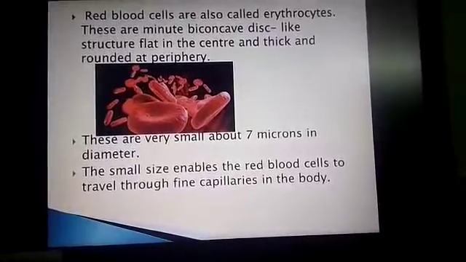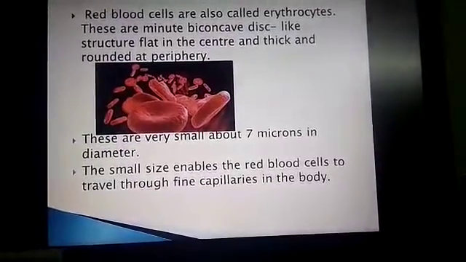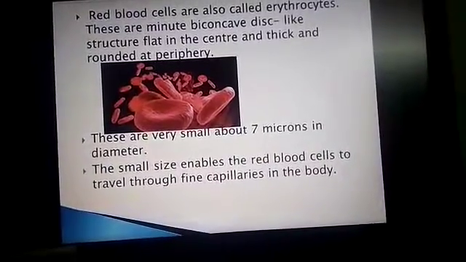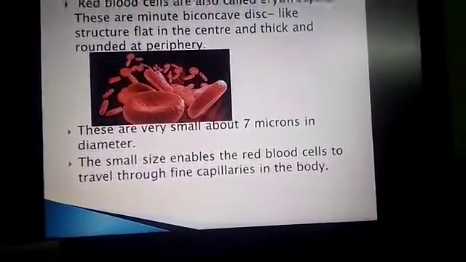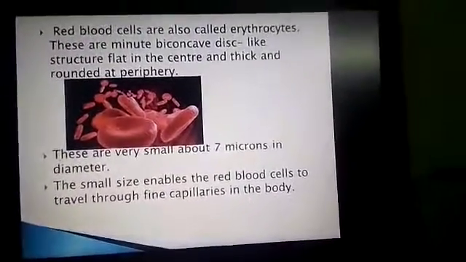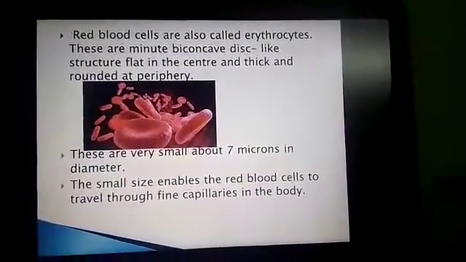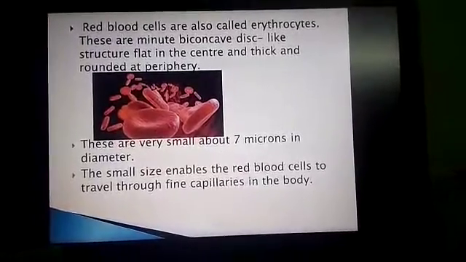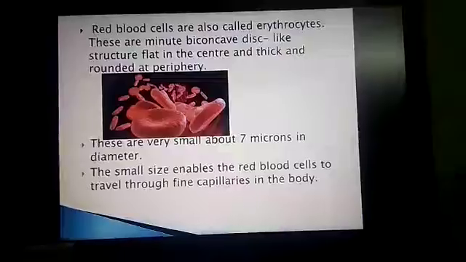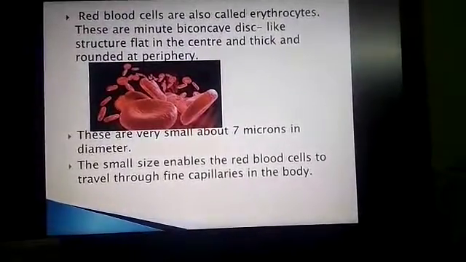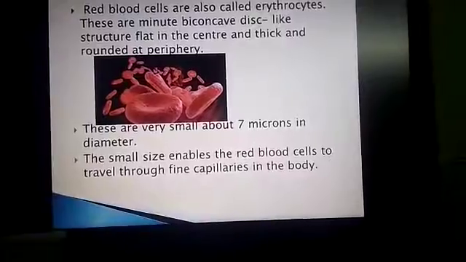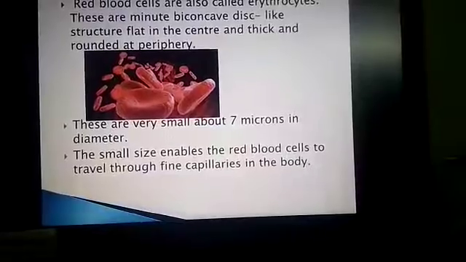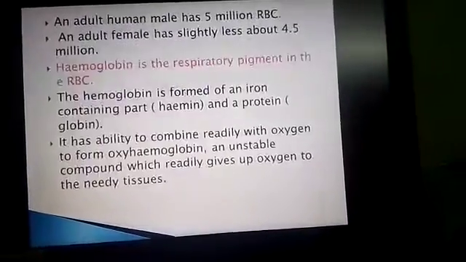Red blood cells, also called erythrocytes, are minute biconcave disc-like structures. They are flat in the center and thick and rounded at the periphery, that is, the surface is rounded. They are very small, about 7 microns in diameter. So red blood cells are very small, right? Thus, their size enables the red blood cells to travel through the capillaries in the body.